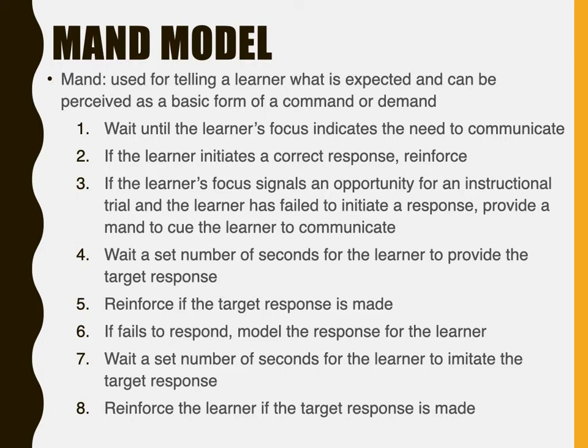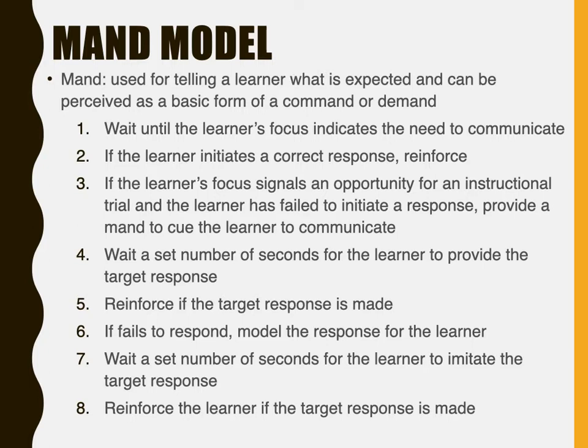Number 3, if the student's focus signals an opportunity for an instructional trial, and the learner has failed to initiate a response, provide a means to cue the student to communicate. For example, the teacher holds a pitcher of lemonade in front of the learner and says, "Tell me what you want." Number 4, wait a set number of seconds, for example 3 seconds, for the student to provide the target response. Number 5, reinforce the learner if the target response is made. For example, the teacher may say, "Yes, you can have a drink," while pouring a cup of lemonade for the learner.